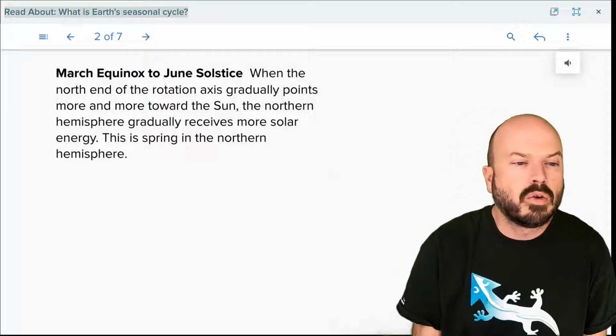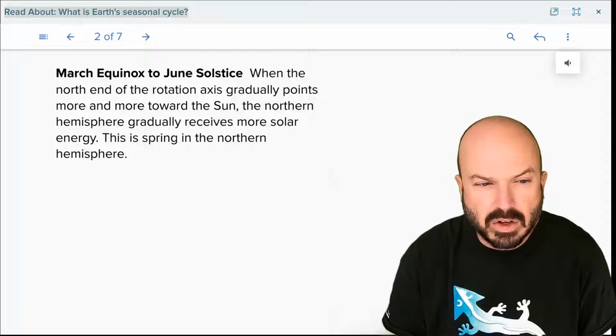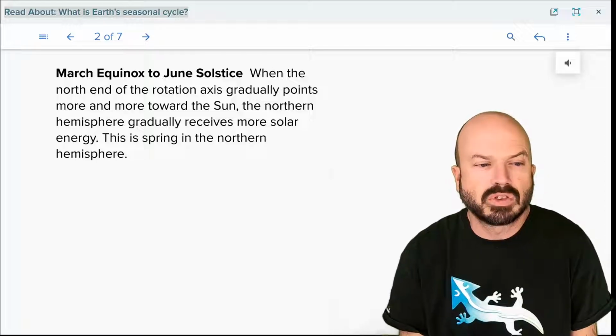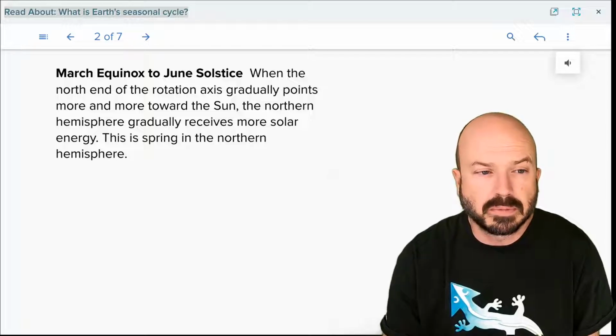So, when the north end of the rotation axis gradually points more and more towards the sun, the northern hemisphere gradually receives more solar energy. This is the spring in the northern hemisphere.